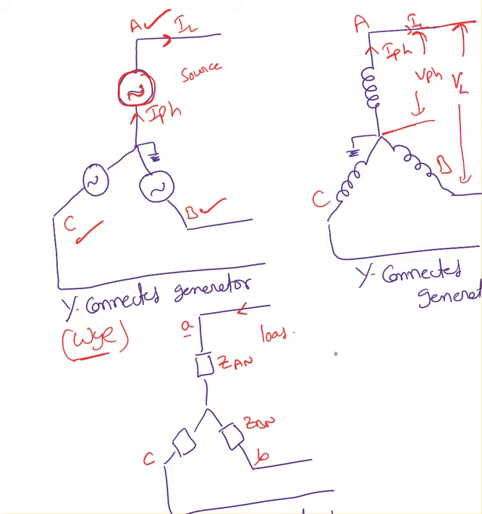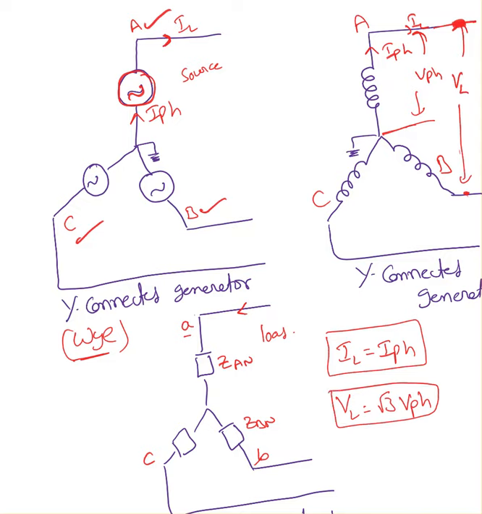So the important points you learned from the previous video: in Y connection, IL equal to IPH, and VL equal to √3 times VPH. So the line voltage is bigger than the phase voltage. You can see this is the line voltage, it's longer than the phase voltage. That's how I remembered when I was a student. VL equal to √3 times VPH. Please review my previous video to see how I got those numbers.